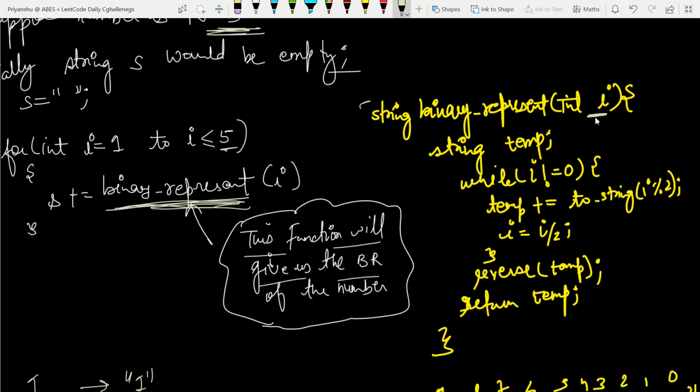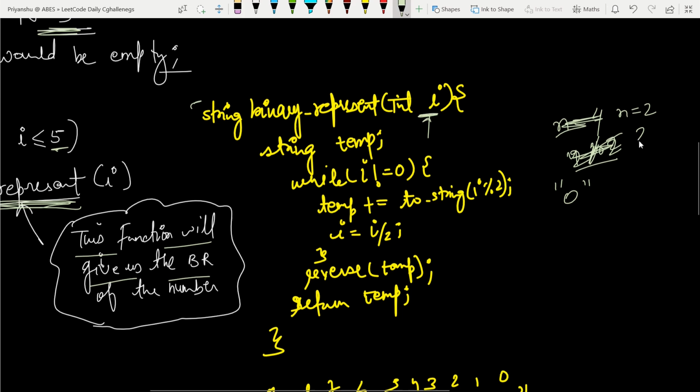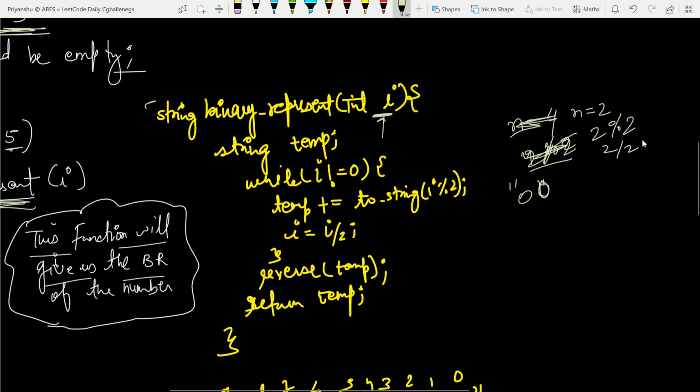Once we receive the number as the parameter, we take the modulo of the number. Let's suppose n is equal to 4. We take n mod 2, so it would be 0. We push it into our answer, and we divide the number by 2. Now it would become 2. Again, we repeat the same thing. We take its mod by 2, we again get 0, and we divide the number by 2.